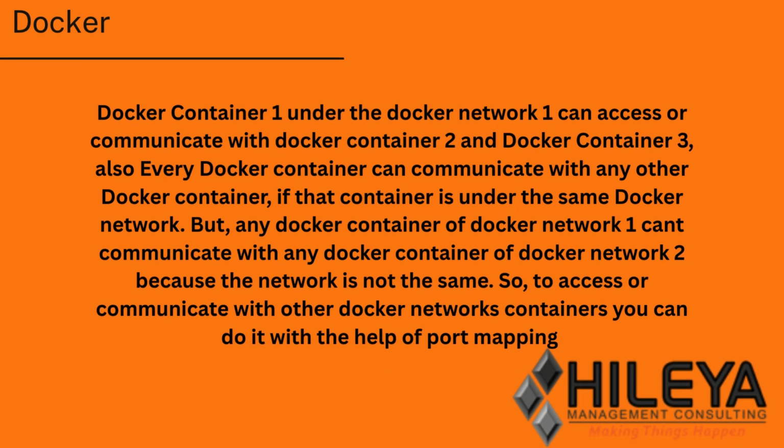Docker Container 1 under Docker Network 1 can access or communicate with Docker Container 2 and Docker Container 3. Every Docker container can communicate with any other Docker container if that container is under the same Docker network. But any Docker container of Docker Network 1 can't communicate with any Docker container of Docker Network 2 because the network is not the same. So, to communicate with containers in other Docker networks, you can use port mapping.